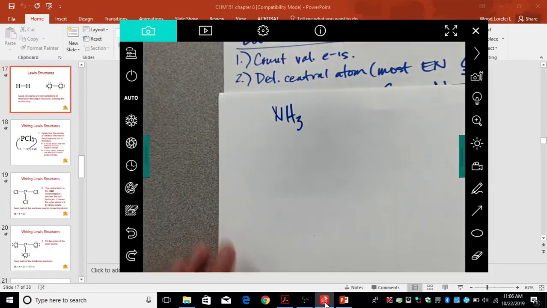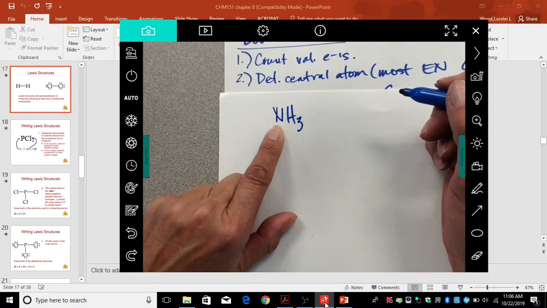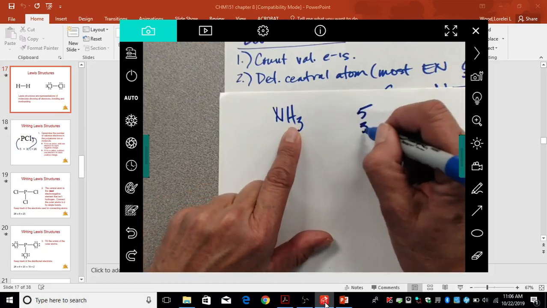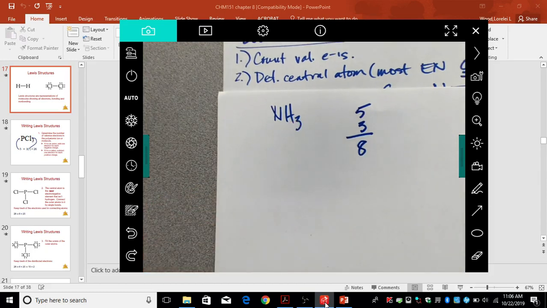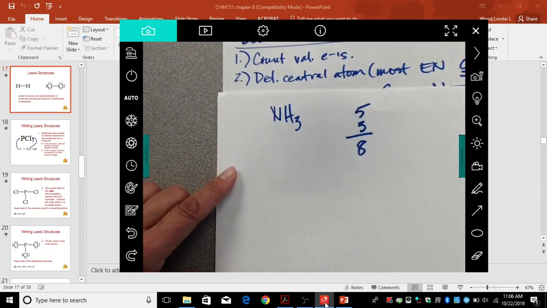What's the common name for this stuff? Ammonia. Okay, ammonia. So let's count the electrons. How many valence electrons does nitrogen have? 5. Each hydrogen has 1. There's 3. That's 8. Now, they don't always have 8. I'm just using super simple examples at the beginning here until we get a little bit more complex. 8 valence electrons. Who's going to be the central atom here?